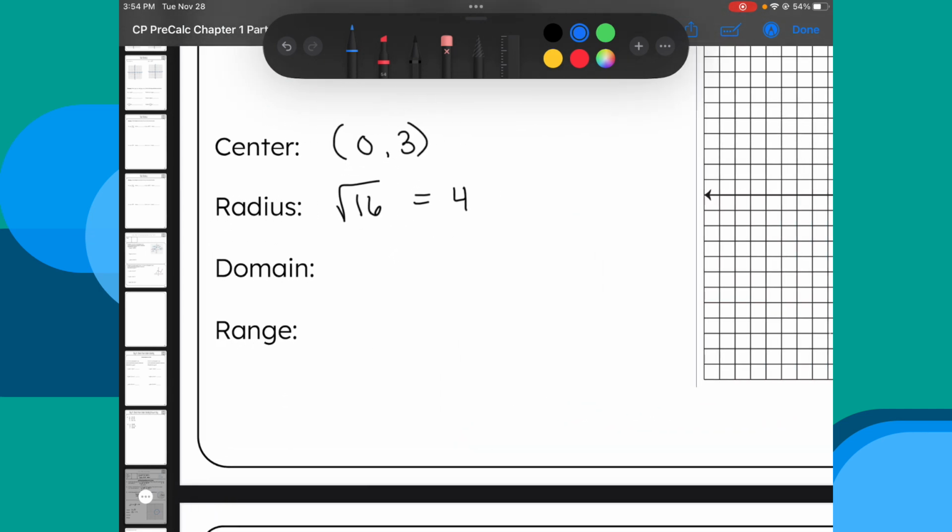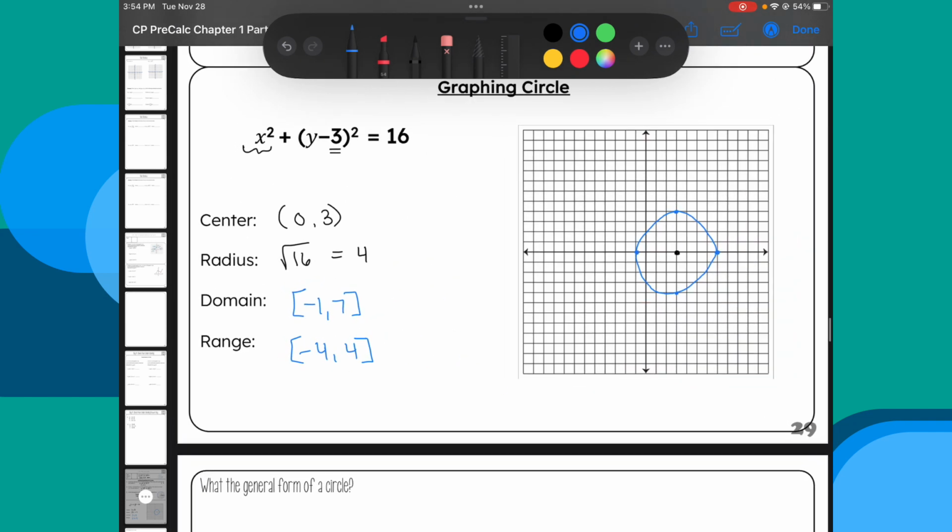You should be able to find the domain of this. It goes from -1 to 7, and then -4 to 4. We've done so much domain and range. Remember, domain is this direction, range is this direction.